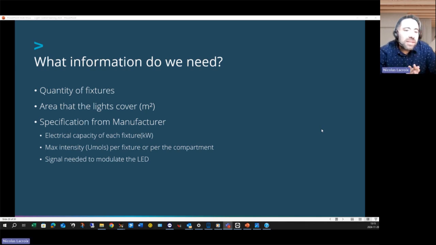So when you decide to install a project or start a project for LED, what information do we need? We need to know the quantity of fixtures that you will install, the area that the light covers in square meters, the specification from the manufacturer, such as electrical capacity for each fixture in kilowatts, the maximum intensity in micromoles per fixture or per compartment, and the signal needed to modulate the LED.